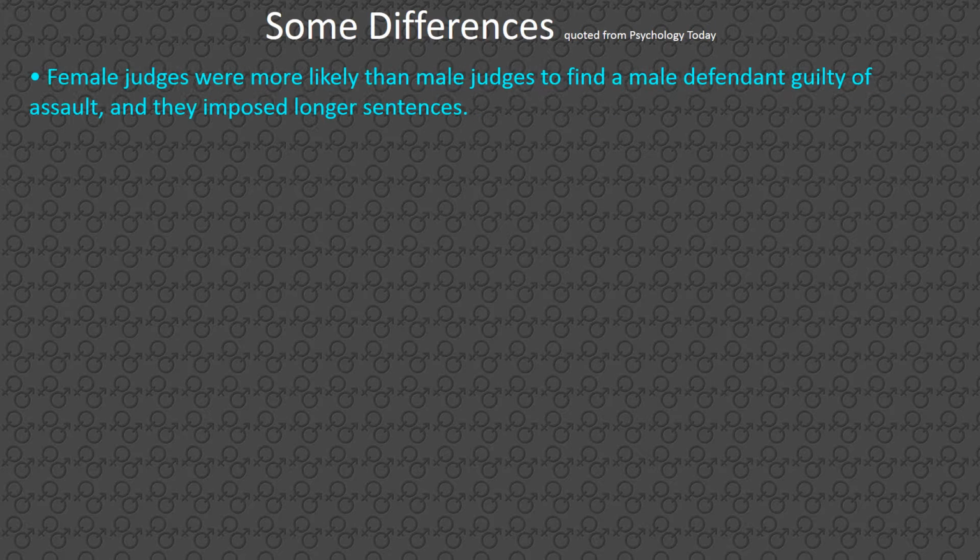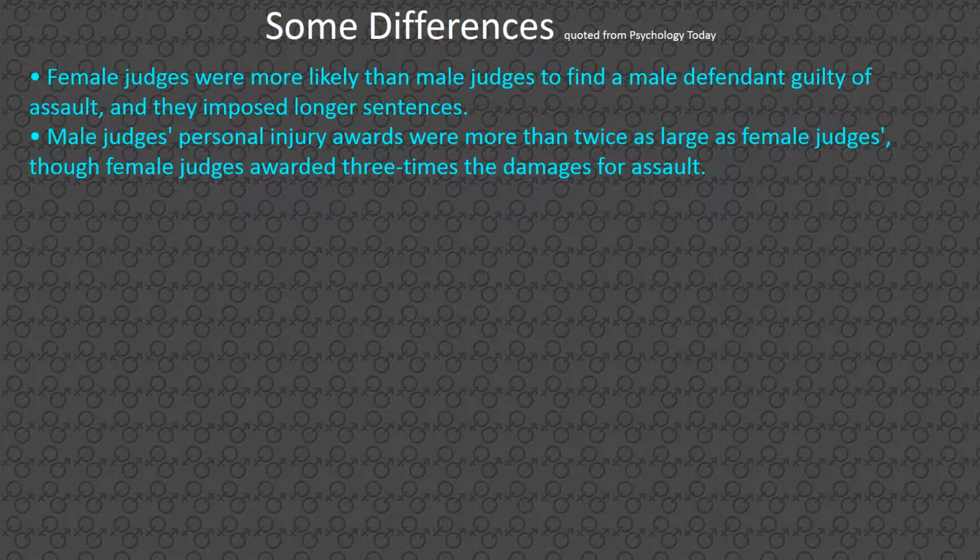Female judges are tough on violent crime. In a study of about 200 Pennsylvania trial judges, Felissa Kuntz found that female judges are more than twice as likely as male judges to find a male defendant guilty of assault, and they impose longer sentences. Male judges' personal injury awards were more than twice as large as female judges, though female judges awarded 3 times the damages for assault. This page also notes this, which I will quote since it's relevant to Rachel's own citations.